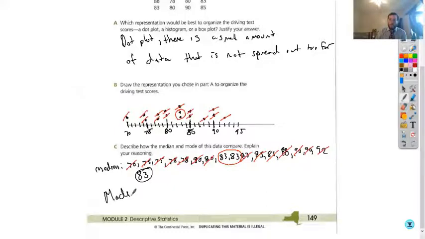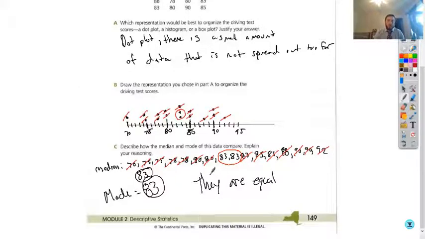The mode for this data is the number that happens the most. Well, we can do that either by looking at our list of data here or by looking at our chart and see that the mode is also 83. So it says here to describe how the median and the mode compare. They are equal, right? And then our explanation can just be showing the work there to find both of those.